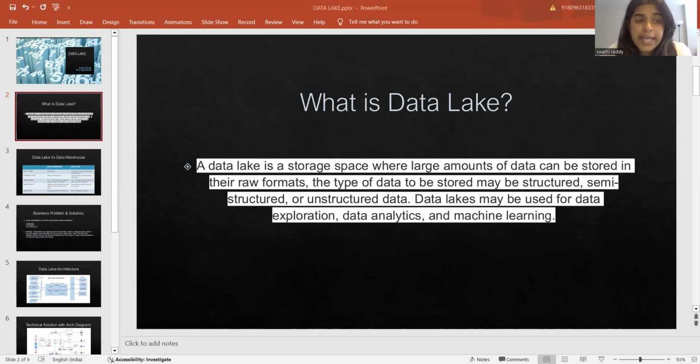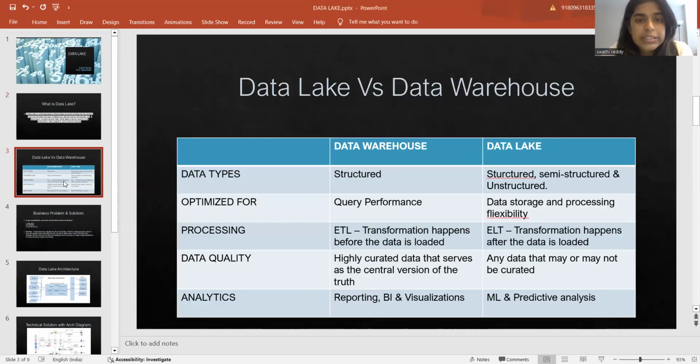And coming to the next part, what we have is the difference. I have found that data lakes were recently implemented around the year 2010, and before that we all had data warehouses. There are a couple of differences that we can easily pull out between data lakes and data warehouses.